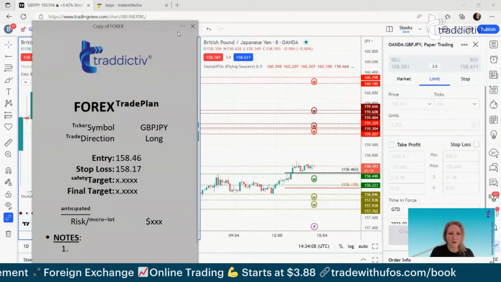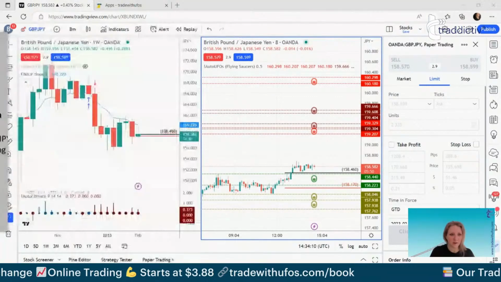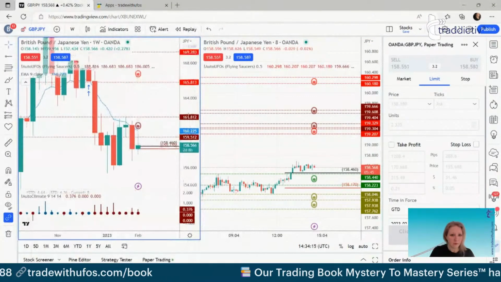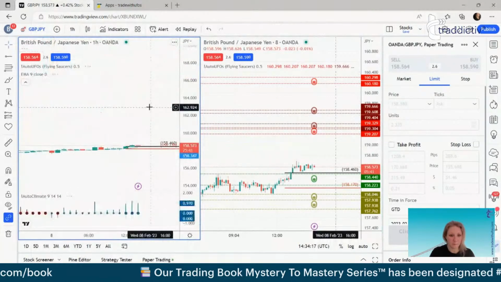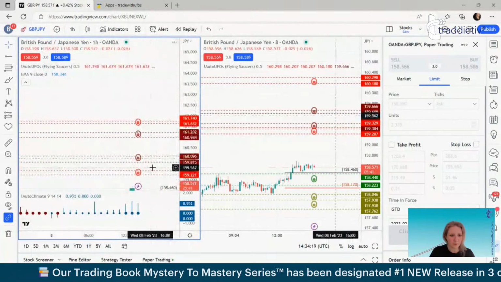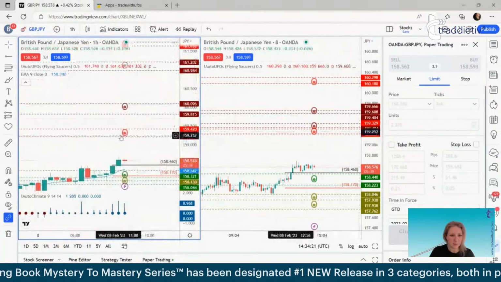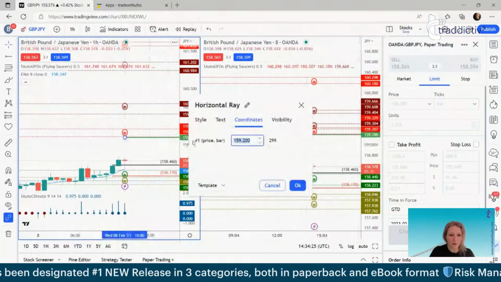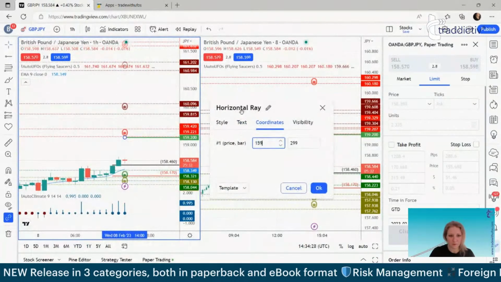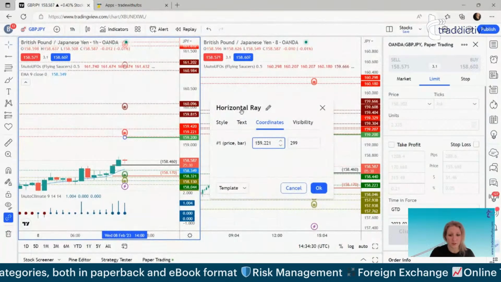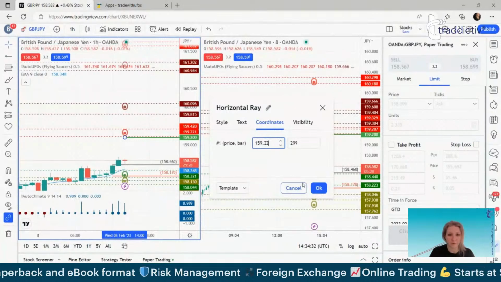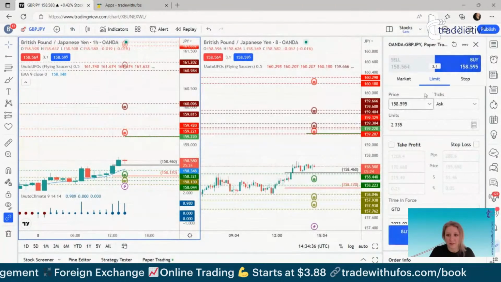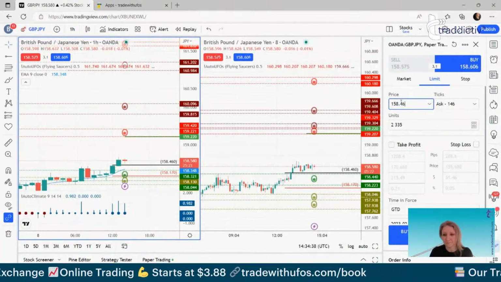In terms of our final target, again, let's check here on a 60-minute. A final target on a 60-minute chart is going to be this red UFO here, which is at 159.221. Just going to round that down. So 159.22. Brilliant. So that's our final target. We'll figure out our safety target in a second. Let's put this on.